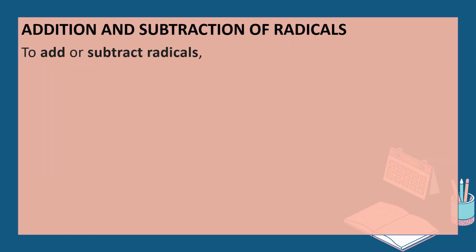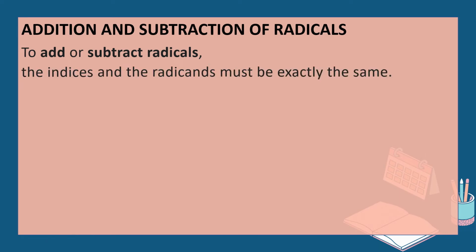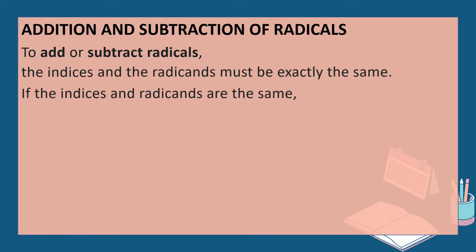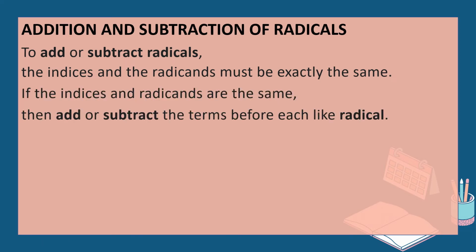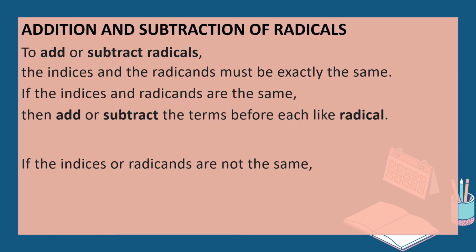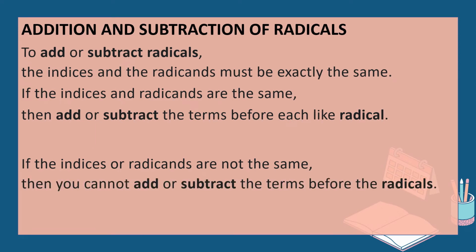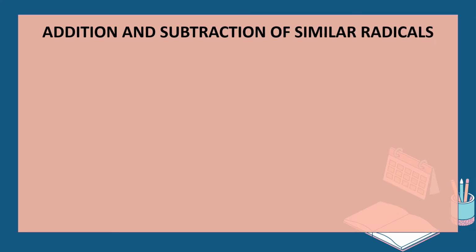To add or subtract radicals, the indices and the radicands must be exactly the same. If the indices and radicands are the same, then add or subtract the terms before each like radicals. If the indices or radicands are not the same, then you cannot add or subtract the terms before the radicals. Let's have first addition and subtraction of similar radicals.